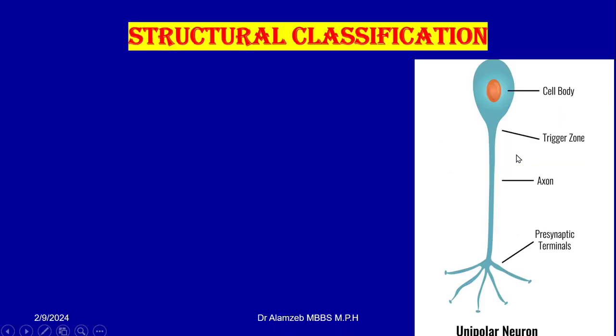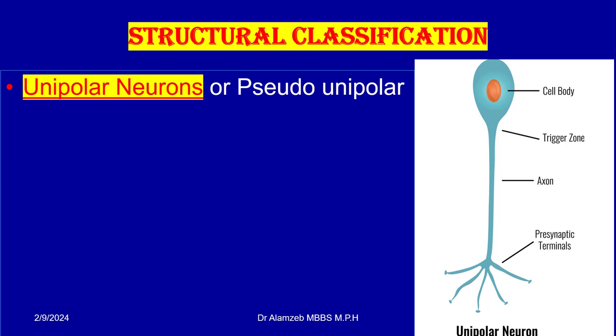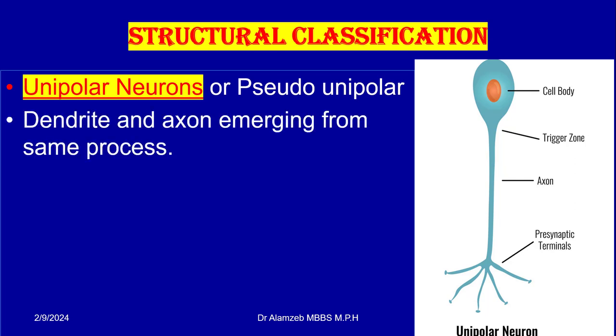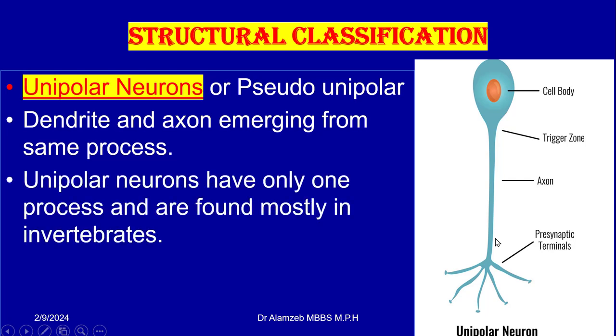Structural classification. Unipolar neuron or pseudo-unipolar. Dendrites and axon emerge from the same process. You can see this is the body of the neuron and this is the axon, and the dendrites originate from the same process. Unipolar neurons have only one process and are found mostly in invertebrates.